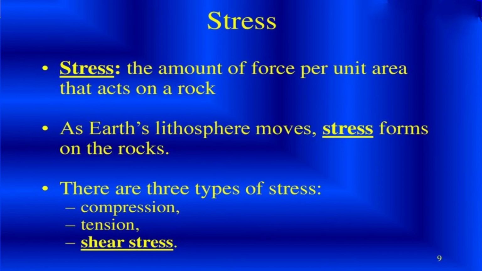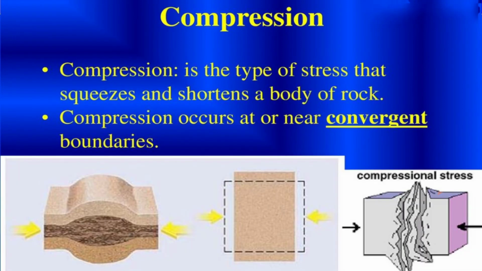By stating that mountain areas are compensated, it is implied that the mountains are regarded as a great plateau whose height is equal to the mean height of the mountain chain. Compression is the type of stress that squeezes and shortens a body of rock, and compressions occur at or near convergent boundaries.